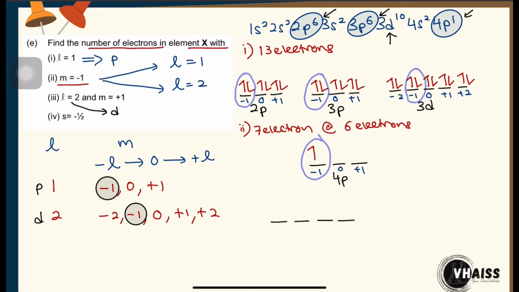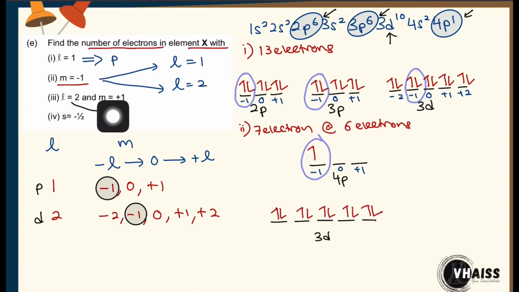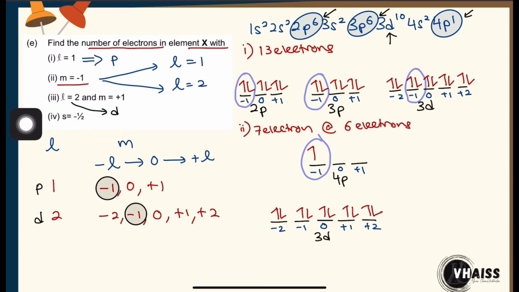So 3d has got 5 platforms, and our 3d is completely filled with electrons. So let me change that to red color. Right. Next up, what we are going to do is give M values for our 3d orbitals beginning from -2, -1, 0, +1, and +2. Thus, the number of electrons when L value equals 2 and M value equals +1 would be just 2 electrons, as we only have one 3d orbital and one of the platforms in it corresponds to M value +1 with 2 completely filled electrons. So the answer for number 3 would be 2 electrons.